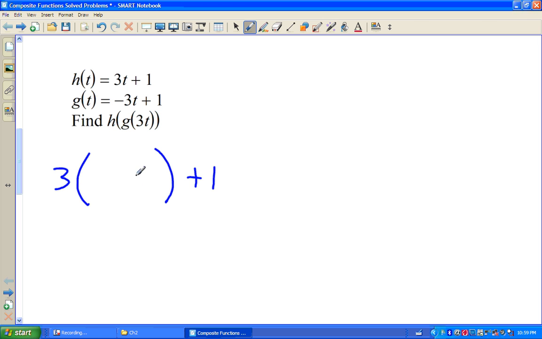So there's my 3t plus 1, that's h of t. But everywhere the t appears, I'm going to plug in g because it's h of g of t. And I'll get to the 3t in a minute here. So I'm just writing h of g. So I write down my h function. It's 3 times whatever the variable is, t. But wherever t occurs, I'm going to write g. So now I'm going to plug in g right there.